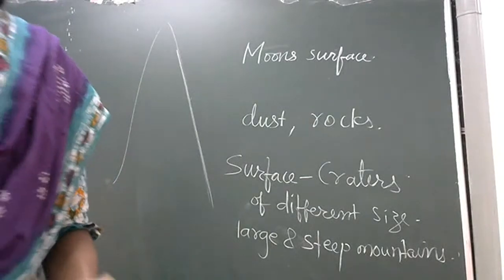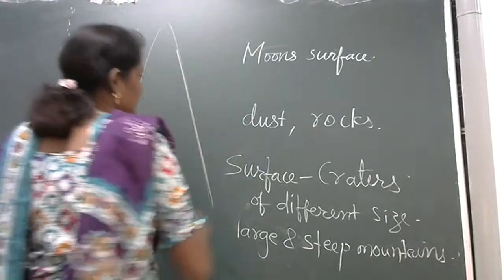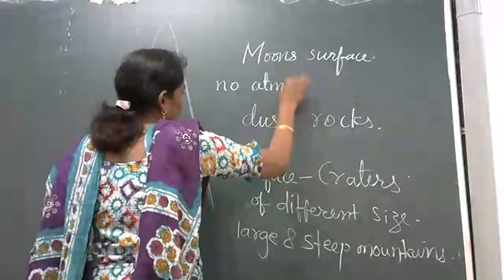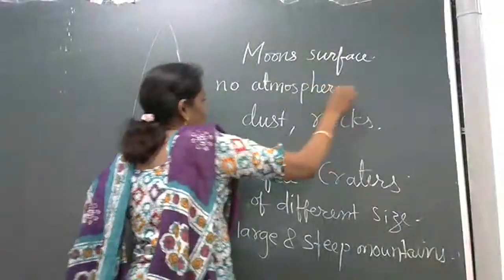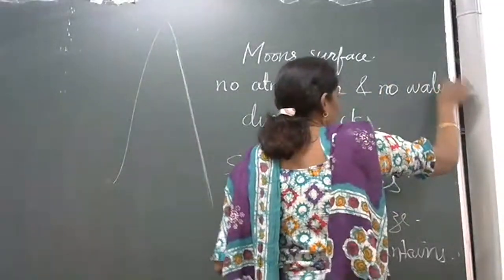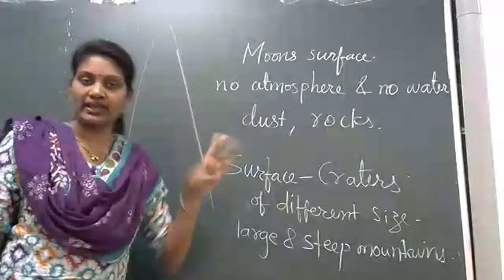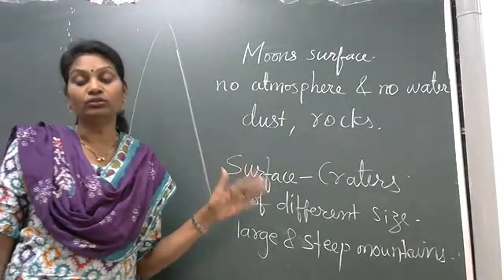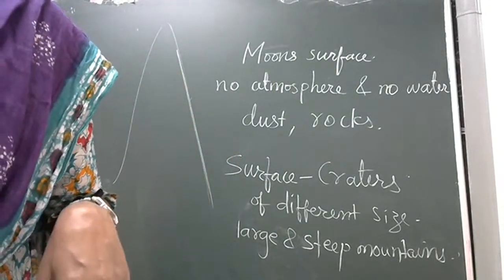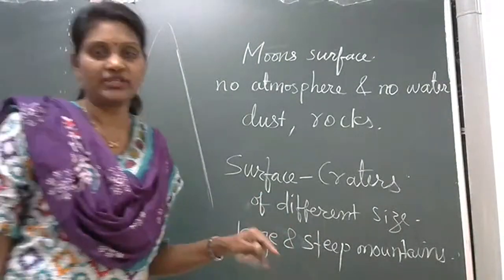Next, the moon has no atmosphere and it has no water. So here you can see no atmosphere, no water. That is why life does not exist here, because the moon is not having atmosphere and no water. Understood, students? Just everyone is knowing this part.